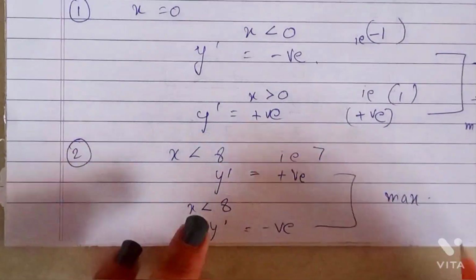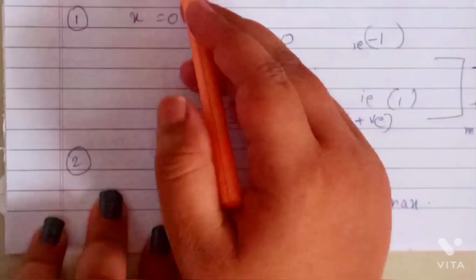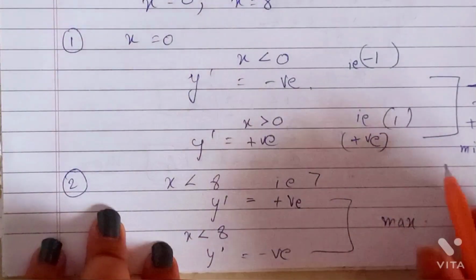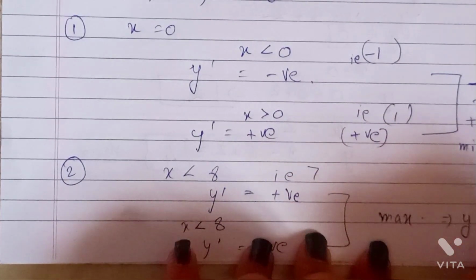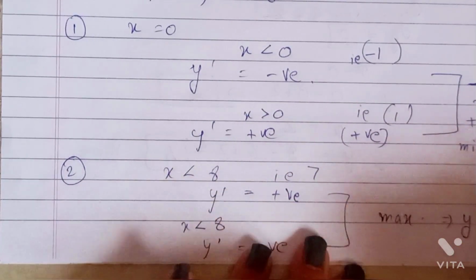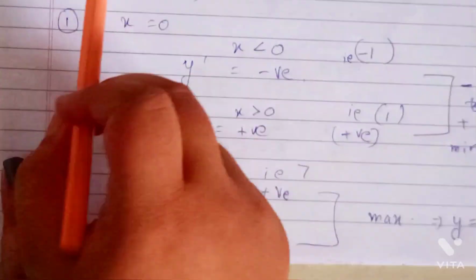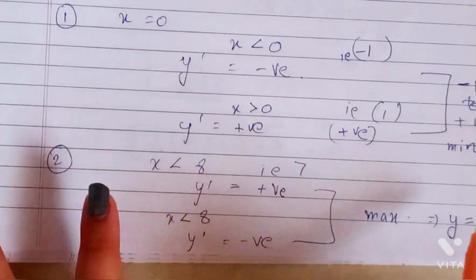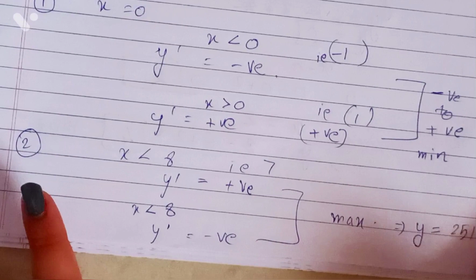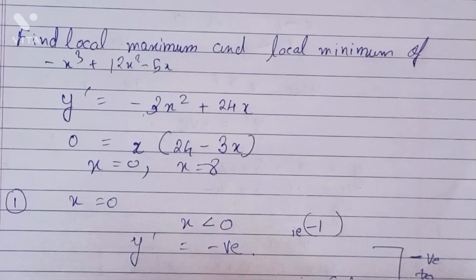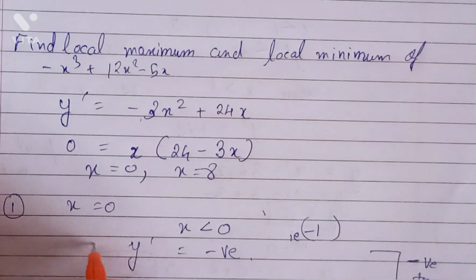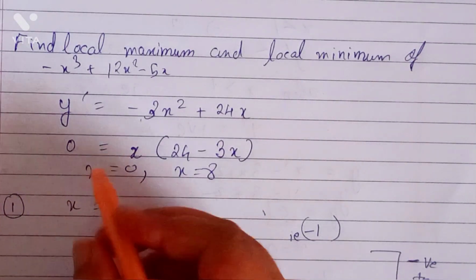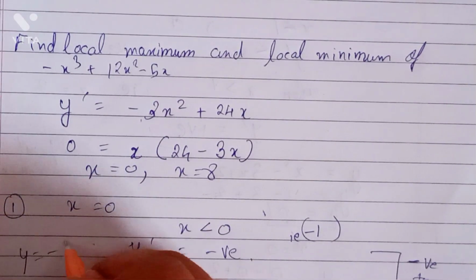Right. So find out the value. You need to find values of maxima and minima. So from this we'll get y equals 251. Put the 8 in y and you'll get the answer as 251. And here, when you put in 0, you'll get y as minus 1.